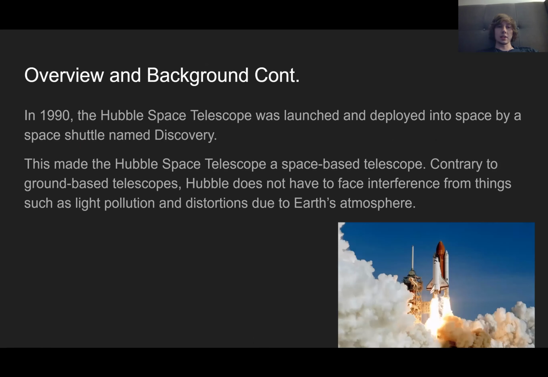In 1990, the Hubble Space Telescope was launched and deployed into space by a space shuttle named Discovery. This made the Hubble Space Telescope a space-based telescope. Contrary to ground-based telescopes, Hubble does not have to face interference from things such as light pollution and distortions due to Earth's atmosphere.